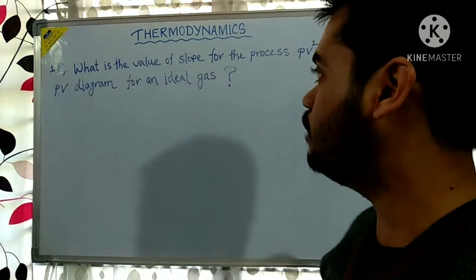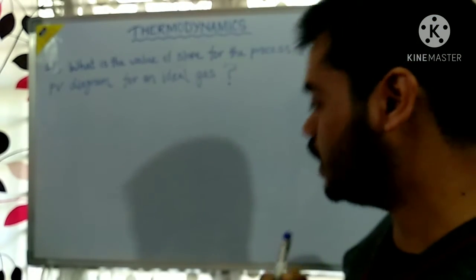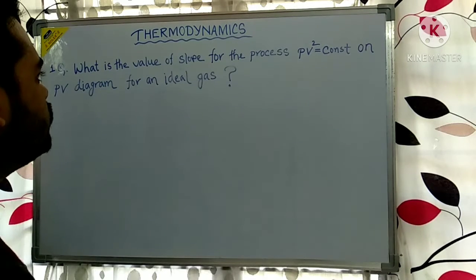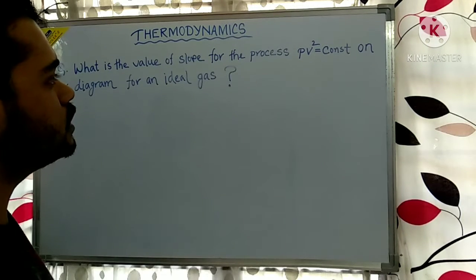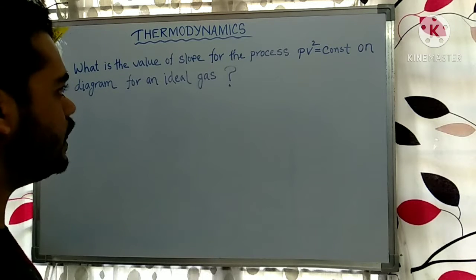So in this video I am going to discuss two important questions from your subject thermodynamics. Okay, so the first question is: what is the value of slope for the process PV square is equal to constant on the PV diagram for an ideal gas?